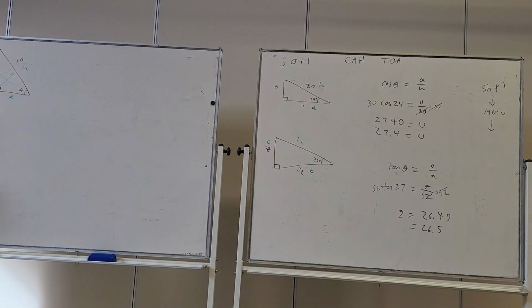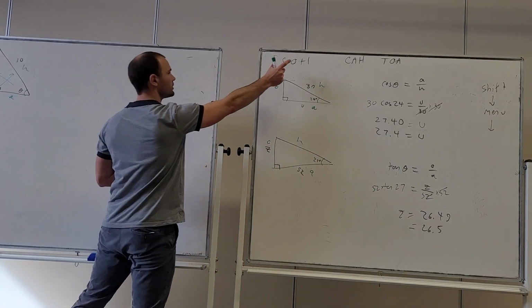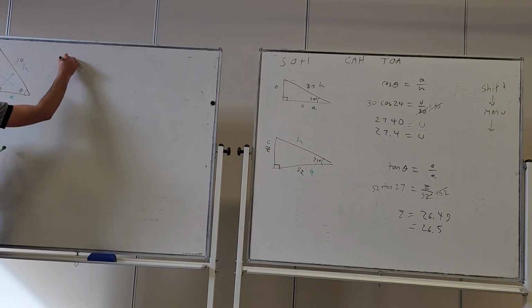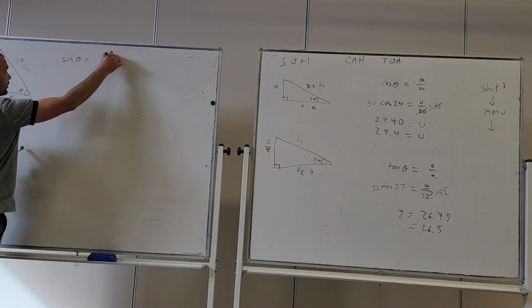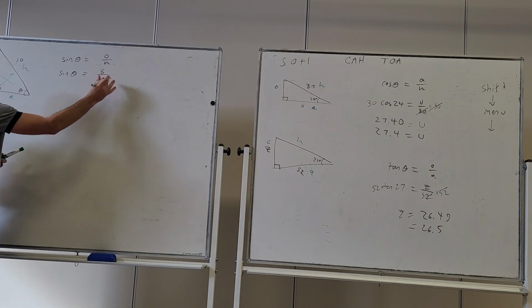So if we're looking at the information we've got, O and H. We don't have A. We've got O and H. What ratio uses O and H? Sine. Sine of theta equals O on H, and then we just substitute in the information we're presented with. We're not given theta, so that's our variable. We're trying to find theta, right? We're trying to find the angle, but we do have O corresponds with 8 and H corresponds with 10.